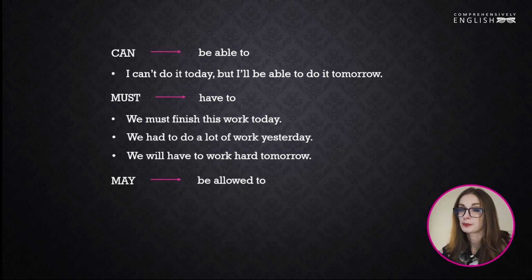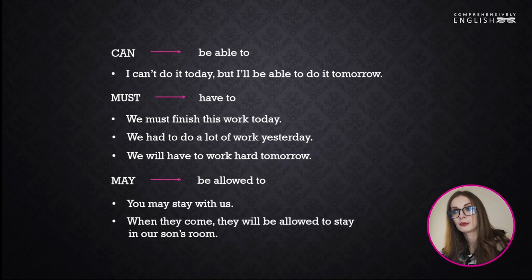And another example is may. "Be allowed to" may be used instead of it. You may stay with us. When they come, they will be allowed to stay in our son's room. So in the second sentence, we are talking about something which is yet to come, about a future situation. And obviously, we will not be able to use may in such a sentence. So we'll have to address something else, yeah, and we will use a substitute, "to be allowed to," which is a periphrastic modal. Again, we'll talk about them later.